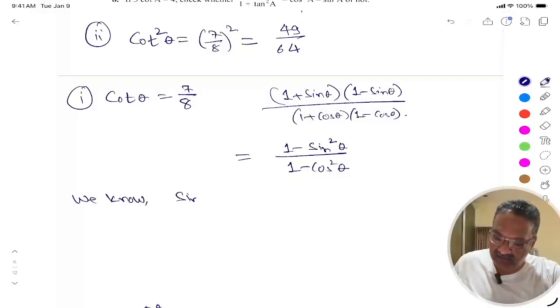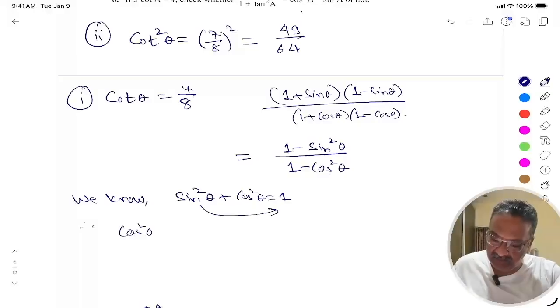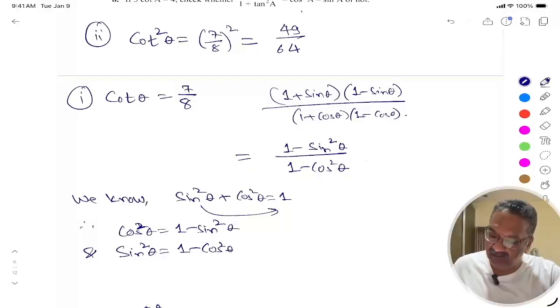We know, okay, sine square theta plus cos square theta is equal to 1. Therefore, sending sin square to the other side, cos square theta is equal to 1 minus sin square theta, and similarly we can also say that sin square theta is equal to 1 minus cos square theta. So this becomes what?